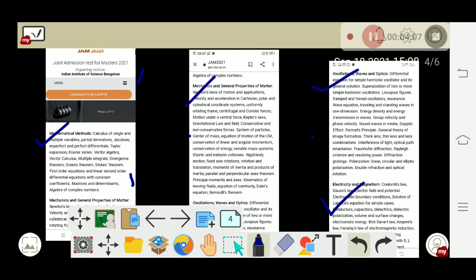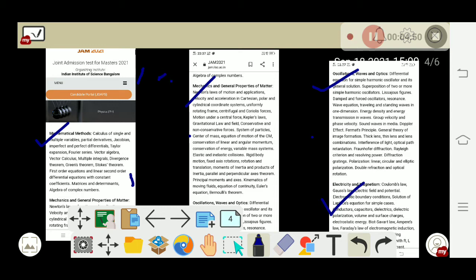System of particles, center of mass, equation of motion of the center of mass, conservation of linear and angular momentum, as I was saying, conservation of energy, variable mass systems, elastic and inelastic collisions. This portion is next important. RBM, that is rigid body motion, fixed axis rotation, rotation and translation, moment of inertia and products of inertia, parallel and perpendicular axis theorem, very important, principal moments and axes, kinematics of moving fluids, equation of continuity, Euler's equation, and Bernoulli's theorem. So what is important?